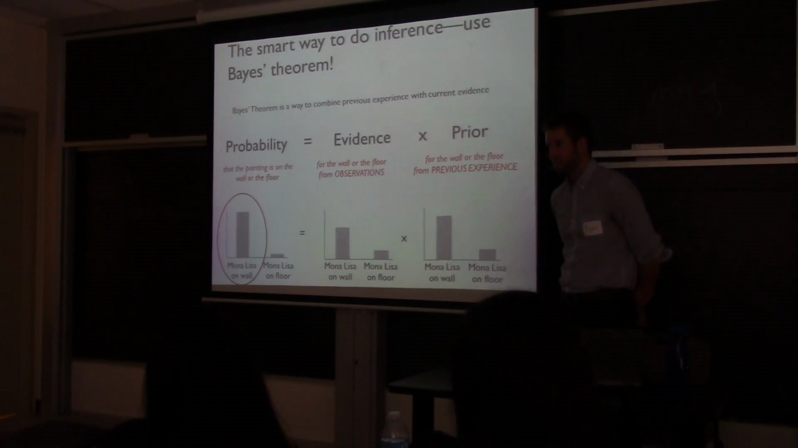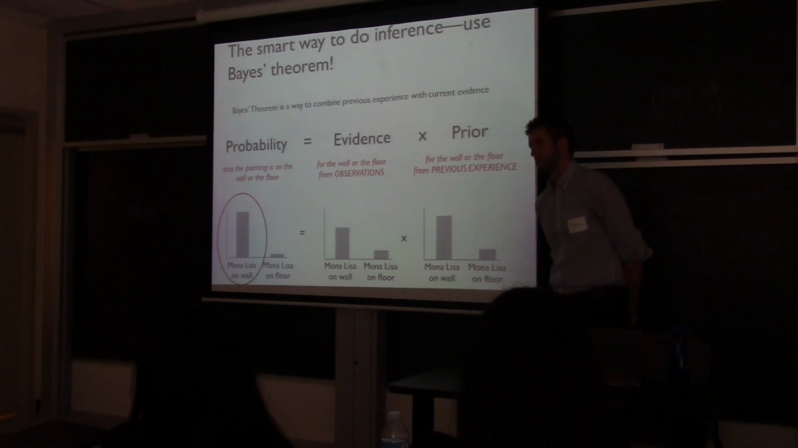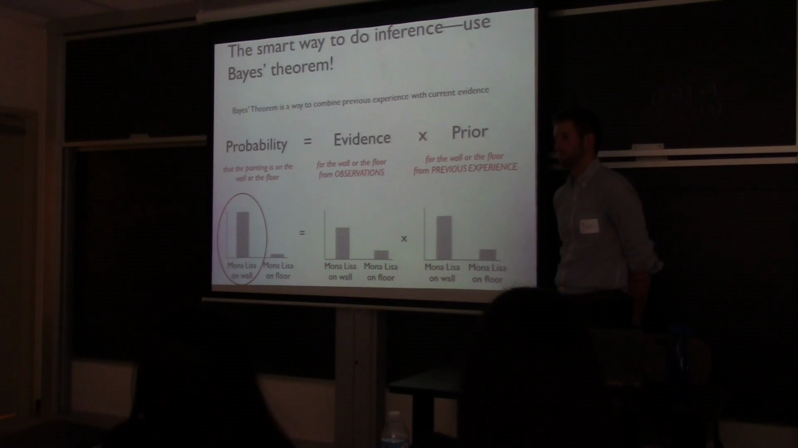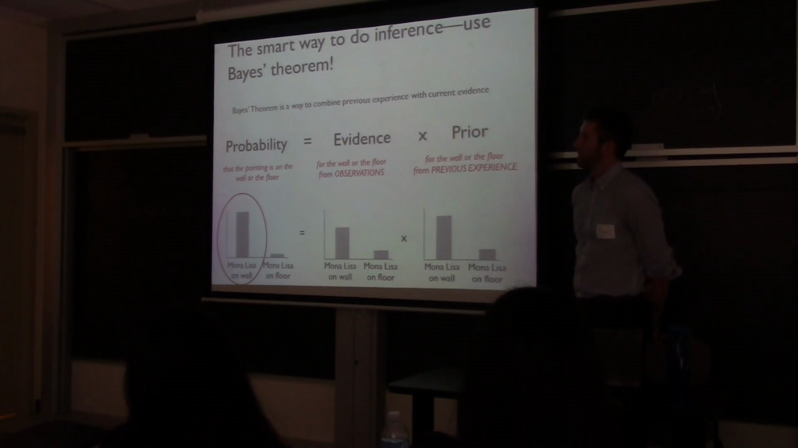Yeah? Wait, shouldn't the Mona Lisa on the wall and the Mona Lisa on the floor be the same? Because if you're considering prior knowledge to make the Mona Lisa on the floor lower, then the evidence is really prior knowledge. So when you're finding evidence, if it's just observations, shouldn't they just be at the same level? That's an interesting point, and I guess they could be.